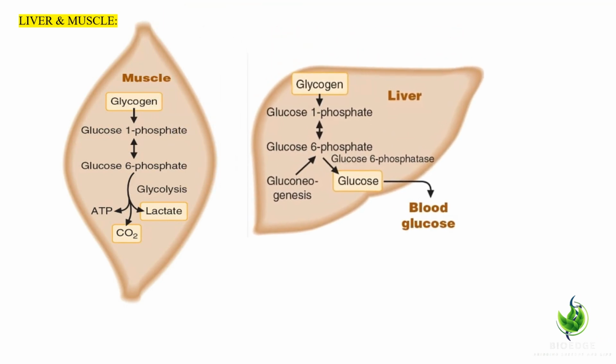In liver, the glycogen, which is converted to glucose 1-phosphate, is converted to glucose 6-phosphate. Next, the hepatic glucose 6-phosphatase hydrolyzes glucose 6-phosphate to glucose. The free glucose is released to the bloodstream.